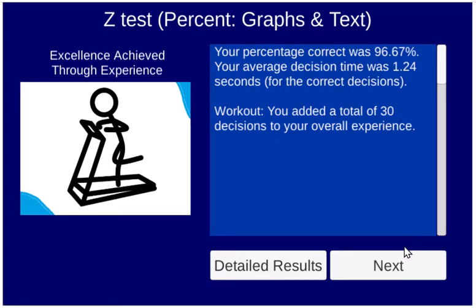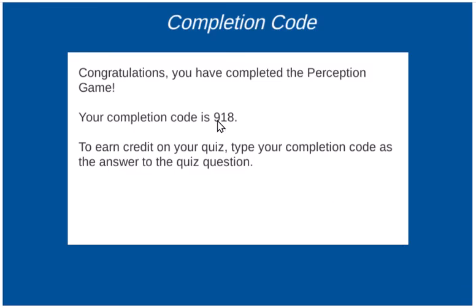All right, so when we click next, they'll go ahead and let us know that our completion code is 918. Now that completion code is specific to this particular quiz attempt. And so if you were to attempt it again later on, or if your fellow student was attempting it, each time we'll have a different completion code. So you take that completion code, for example, it's 918, and you put it in as your answer to the quiz, and that way you'll get full credit for it.